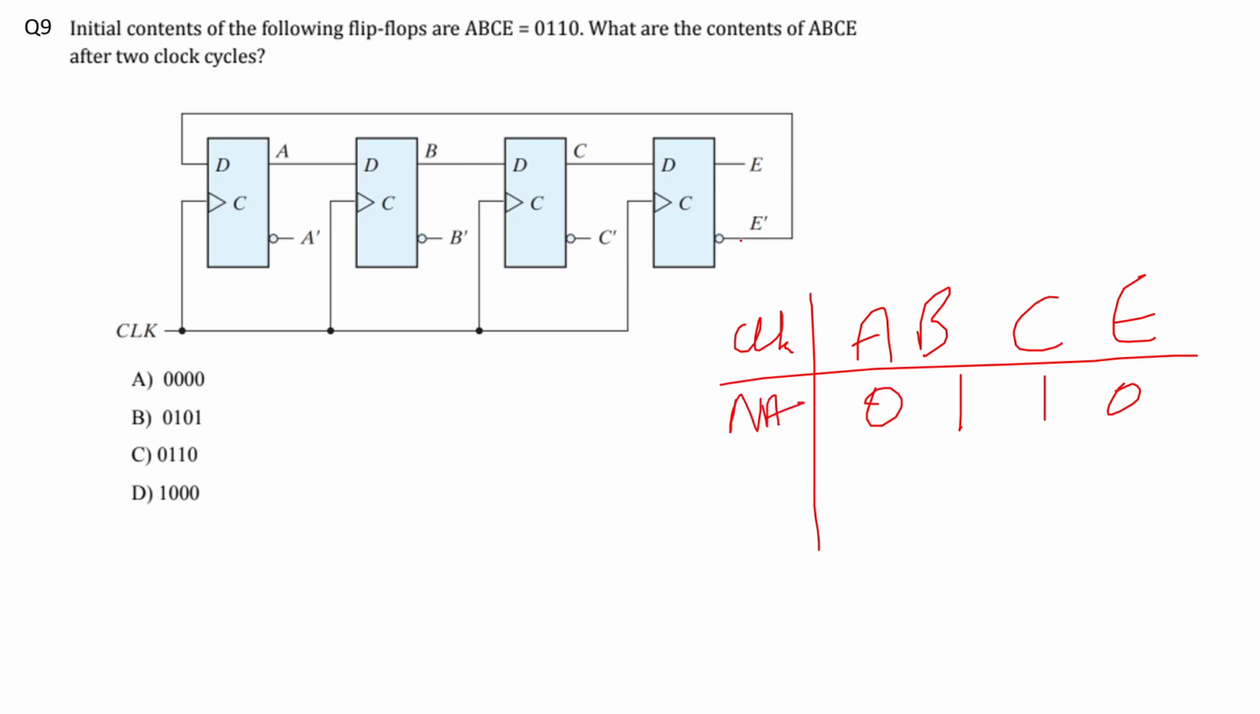Now this E bar is connected to input D of this first flip-flop, that is A. So for the first clock cycle, this will propagate. So this will be 1, and for all other cases, it will be like this because they are propagating. So 0 will come here, 1 will come here, and 1 will come here. And for the next clock cycle, now E is 1, E bar will be 0, so it will be 0, and this 1 will come here, this 0 will come here, and this 1 will come here. So it's 0 1 0 1. So option B is the correct answer.